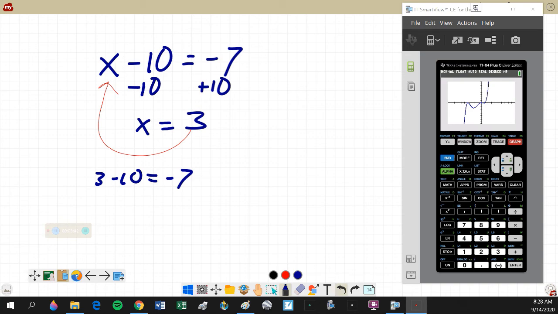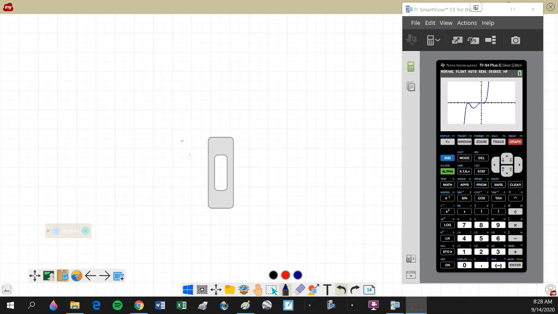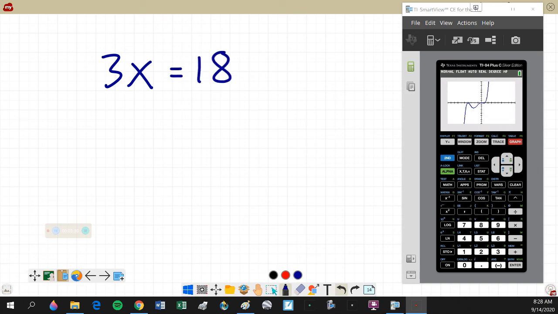Okay, let's switch gears a little bit. What about this? So I have 3 times x. So some number times 3 is equal to 18. And the answer is 6. We know that. But how does this work algebraically? Well, what is holding the 3 and the x together? Multiplication. What's the opposite of multiplication? Division. So I divide by 3.